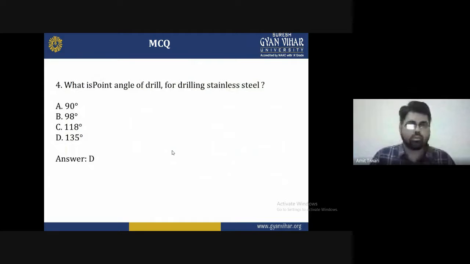Fourth is: what is the point angle of a drill for drilling stainless steel? The options are A equal to 90, B equal to 98, C equal to 118, and D equal to 135. So the answer is D, because 135 is the point angle of a drill for drilling stainless steel.